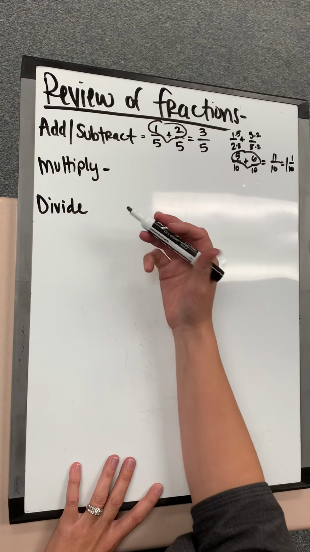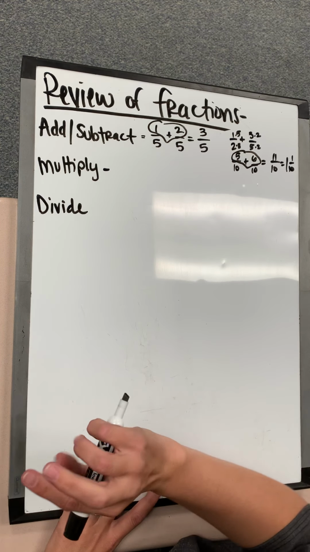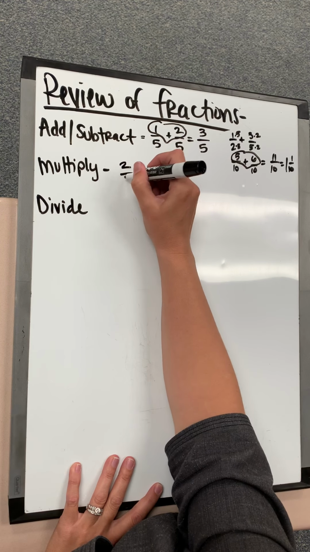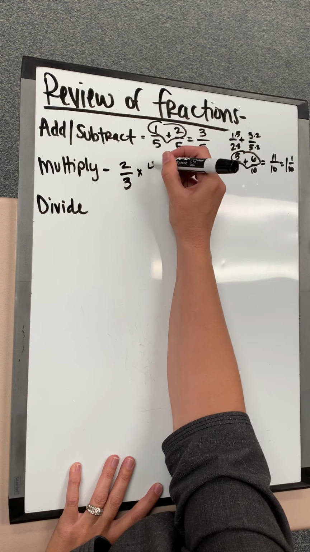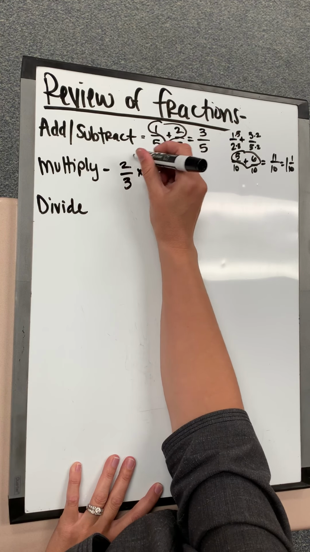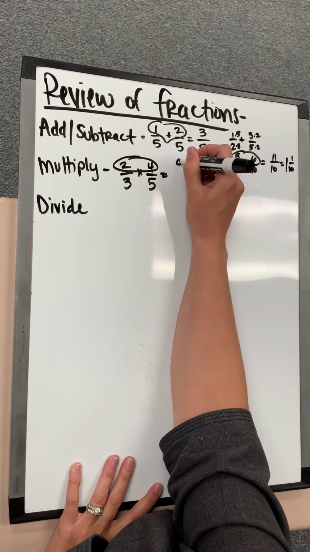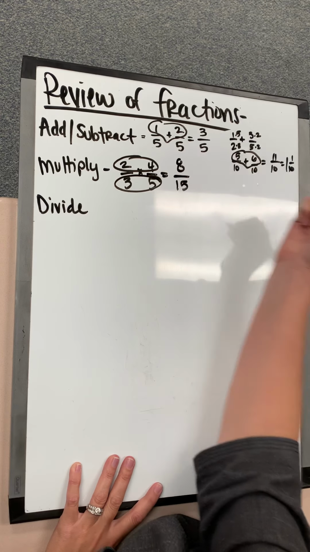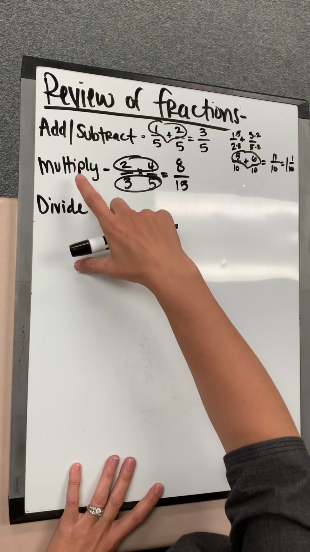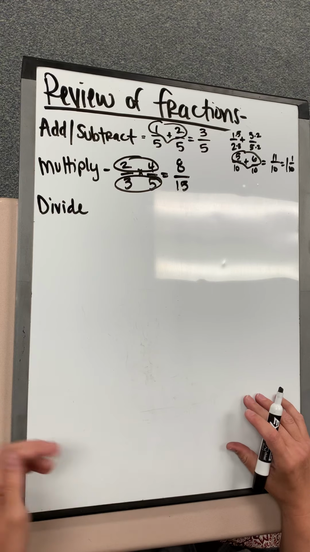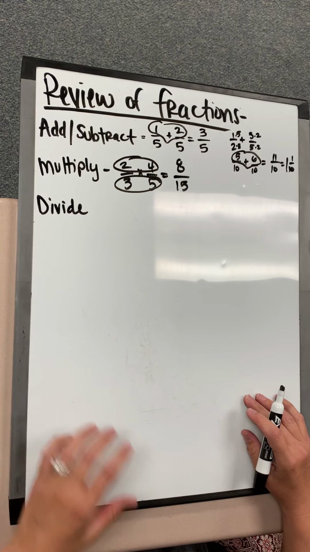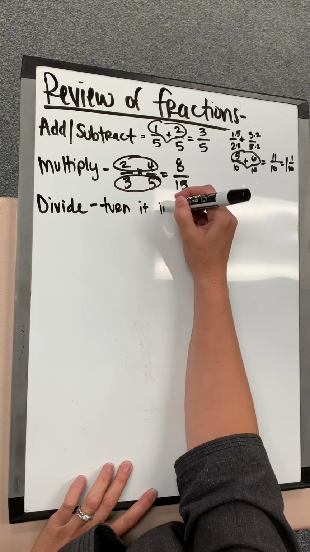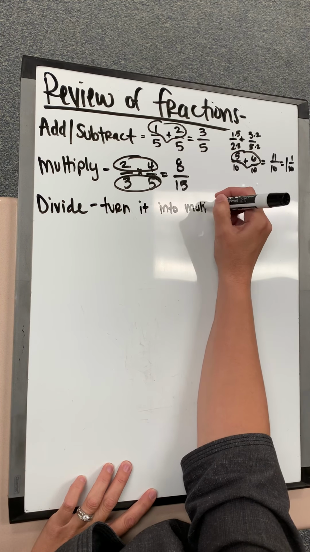Now, multiplying fractions is really easy. It is just straight across the top. So if I have 2/3 times 4/5, I go straight across the top, multiplying them. 2 times 4 is 8, and straight across the bottom. 3 times 5 is 15, so 8/15. Multiplying is the easiest one. Matter of fact, it's so easy that when we're dividing them, we actually turn it into a multiply problem.